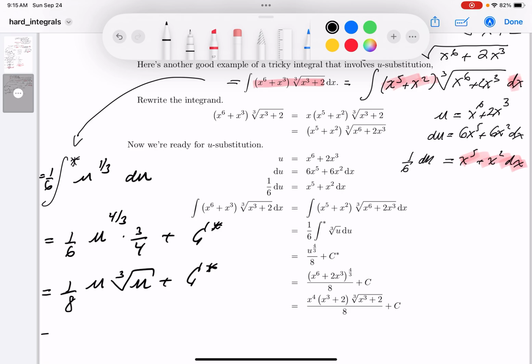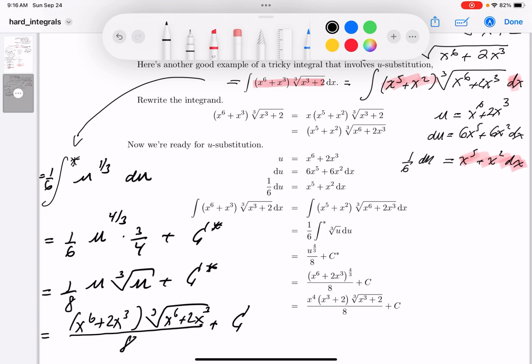I got to go back to the u's. I mean, I got to go back to the x's. And it's going to be, what's u? Well, it's x^6 plus 2x cubed. And then it's going to be the cube root, we'll look at the key in a moment, of x^6 plus 2x cubed. You know, I could probably do something else with this.